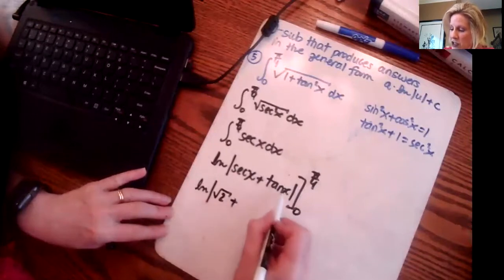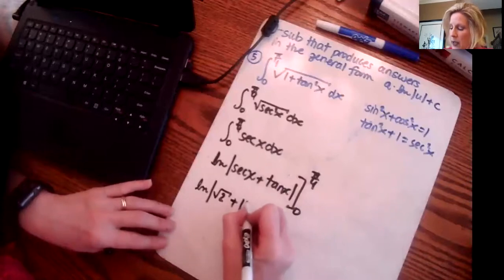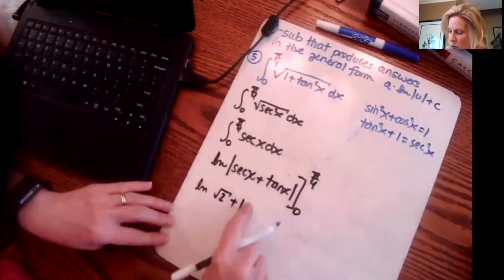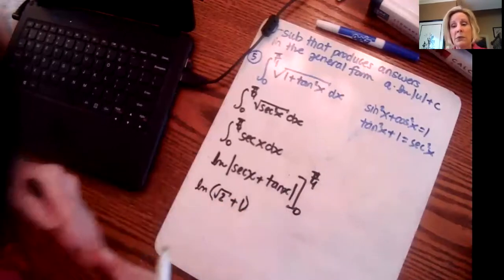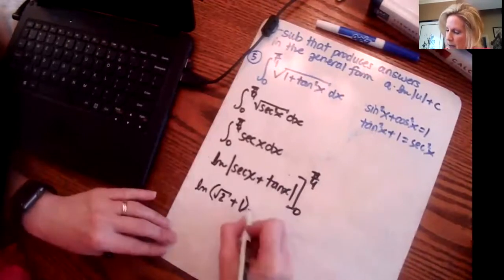Plus the tangent of pi over 4. Tangent 45 is 1. Okay, now wait a minute. 1 plus the square root of 2 is positive. So I'm going to go ahead and say it already is positive, so I don't need the absolute value bars to force it to be positive. So I'll just go with parentheses.